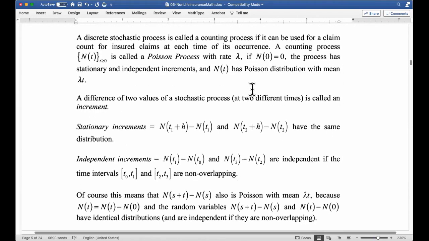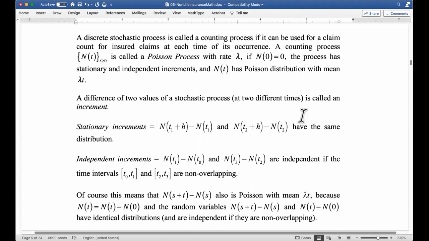And the reason why we discuss the Poisson distribution is to use it for counting claims in insurance. So a discrete stochastic process is called a counting process if it can be used for a claim count for insured claims at each time of its occurrence. A counting process is called a Poisson process with rate lambda if n of 0 is 0. So at time 0, we start the count, we have 0 claims. The process has stationary and independent increments, and n of t has Poisson distribution with a mean lambda t.